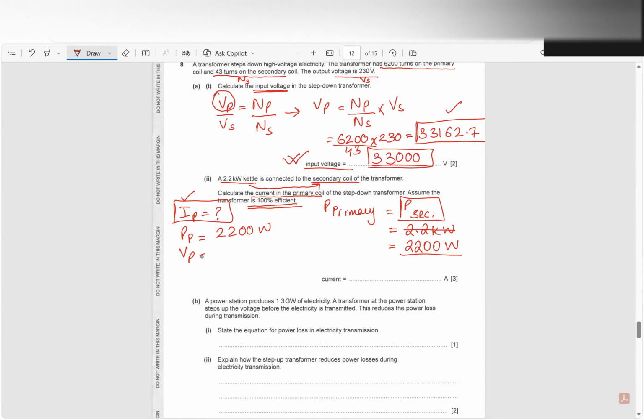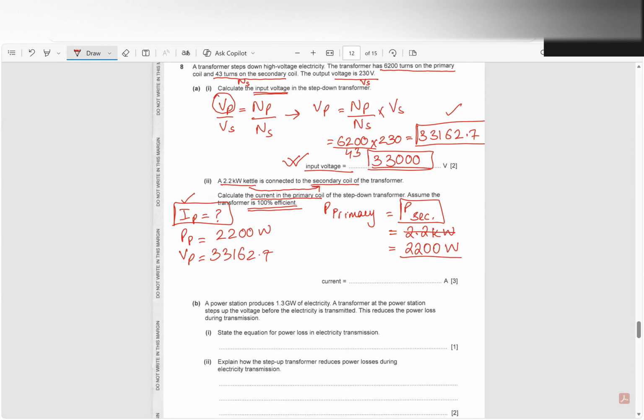Voltage of primary is equal to 33162.7 volts. So now we have power on the primary side and we have voltage on the primary side, but we do not have the current. Can we find it? Absolutely. We have a few formulas and there is one that links 3 very smoothly. We're simply going to write over here, power is equal to V into I.